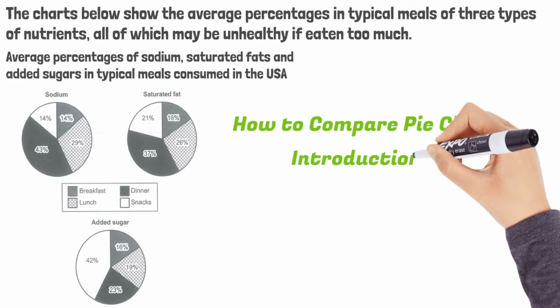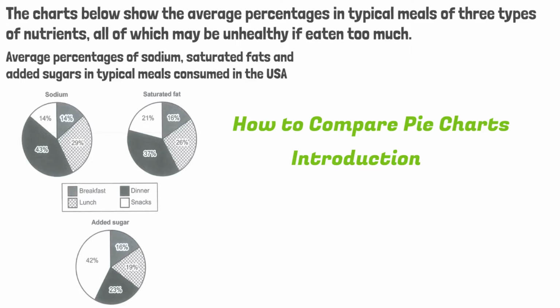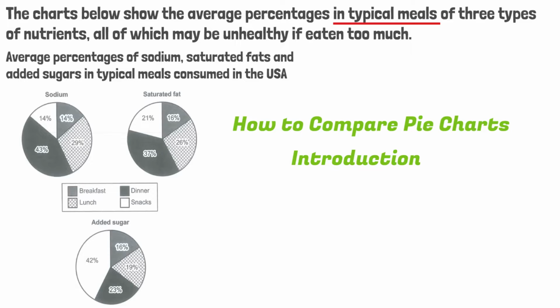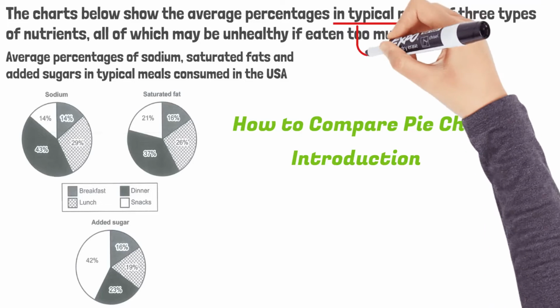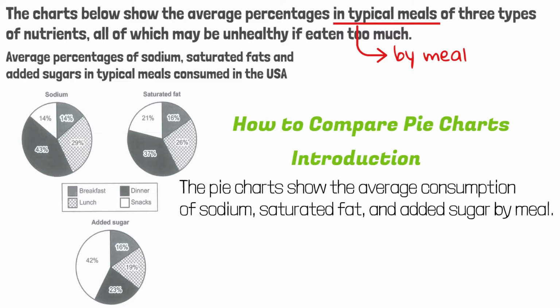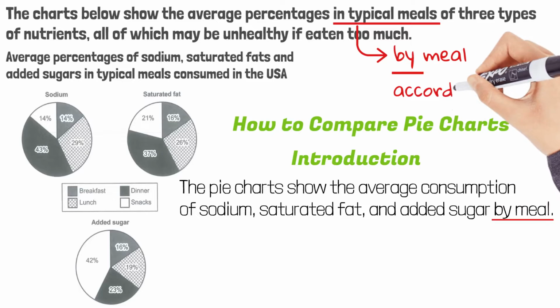Let's start with the introductory paragraph. I will show you a super useful paraphrasing technique. So the original uses "in typical meals", the percentages of nutrients in typical meals. We can instead use "by meal". The charts show the average consumption of sodium, saturated fats, and added sugars by meal. Here, "by" means "according to".